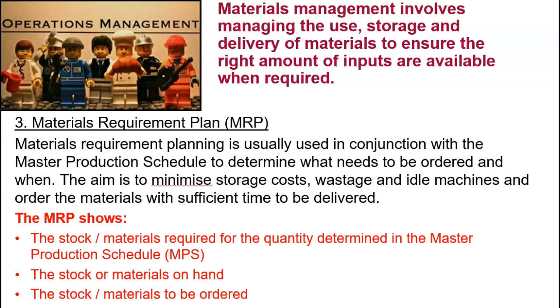So the materials requirement plan shows the stock required for the quantity determined in the master production schedule. So that's why they go hand in hand. The stock of materials that you've already got on hand, and then that works out based on what you've got on hand, what you then need to order to cover the master production schedule.